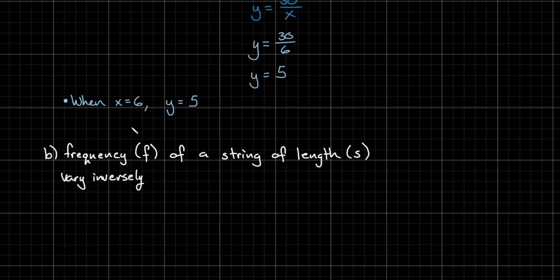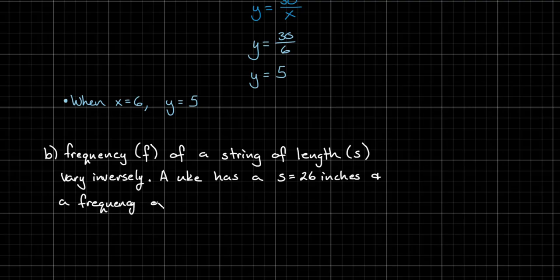Okay, so let's say that we have a ukulele, and I'm going to shorthand that with uke. A uke has a string length, and I'm just going to call that S, since we've already defined it as, of 26 inches. So it's like a big ukulele, 26 inches, and a frequency of 329, I'm going to say F equals, thank you, Mrs. Holloway, 329.63 hertz.